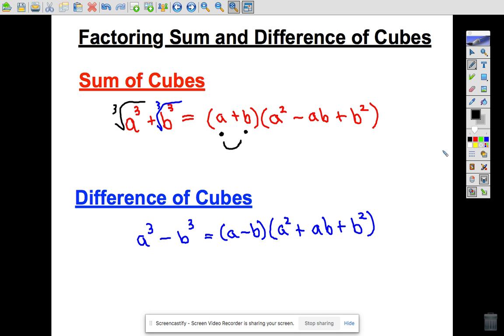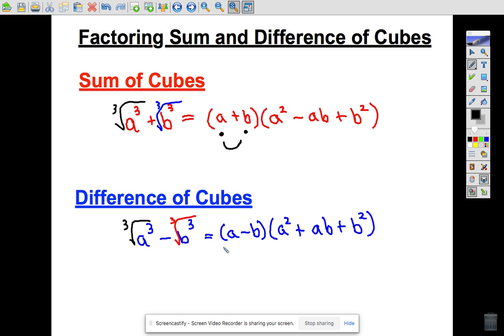And guess what? It kind of works for this pattern too. I'm going to take the cube root of A cubed and get A. I'm going to take the cube root of b cubed and get b. And then that gives me my binomial.